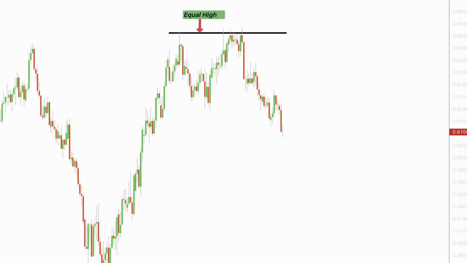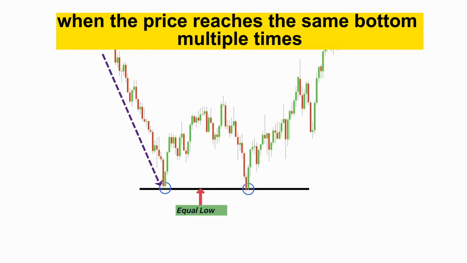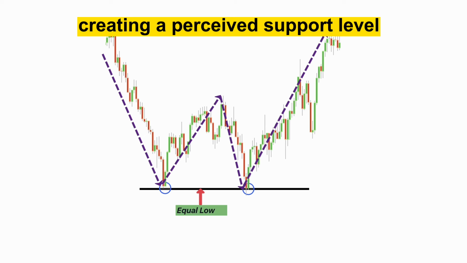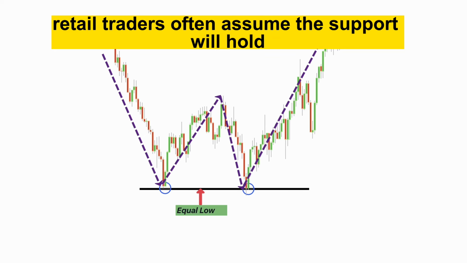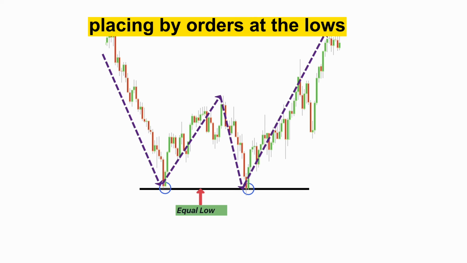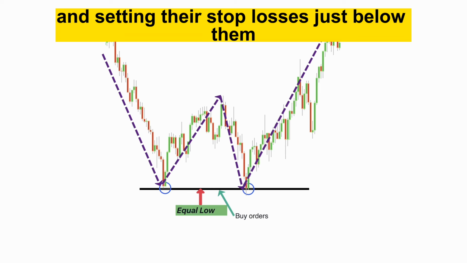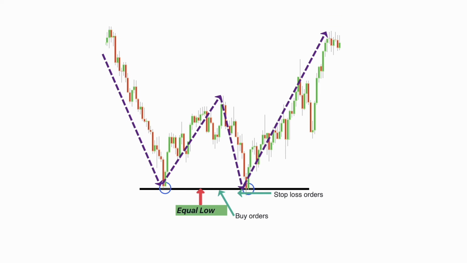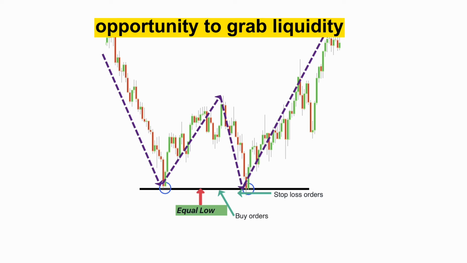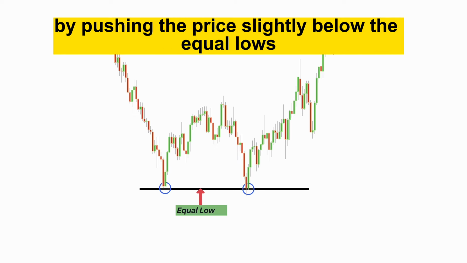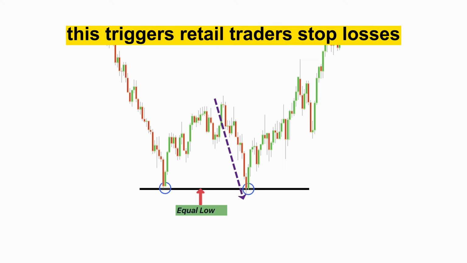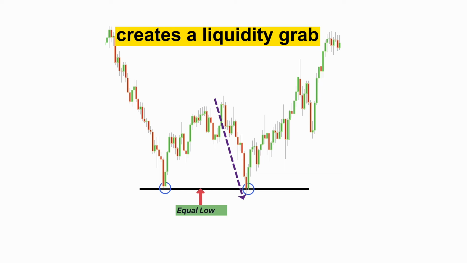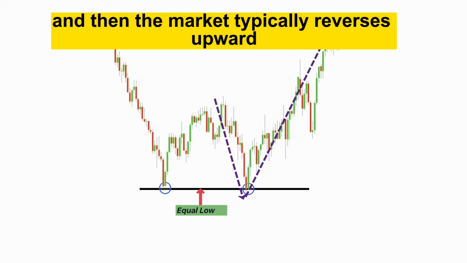Equal lows form when the price reaches the same bottom multiple times, creating a perceived support level. Retail traders often assume the support will hold, placing buy orders at the lows and setting their stop losses just below them. How smart money uses it? Smart money identifies this as an opportunity to grab liquidity by pushing the price slightly below the equal lows. This triggers retail traders' stop losses, creates a liquidity grab, and then the market typically reverses upward.